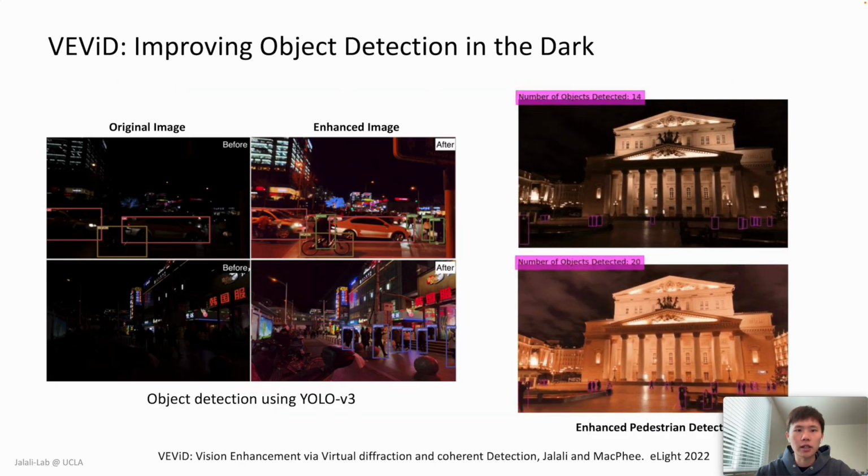Another useful application of VEVID is serving as a powerful pre-processing tool to improve neural network-based object detectors in the dark. Here, we use a pre-trained YOLO V3 model. If we directly apply the neural network to dark scenes, it will miss most of the objects because usually the training dataset doesn't include many dark scenes. However, if we first apply VEVID and then use the same pre-trained YOLO model, the results are significantly improved without any retraining. Also, since VEVID is highly efficient compared to neural networks, it barely adds any computational overhead.